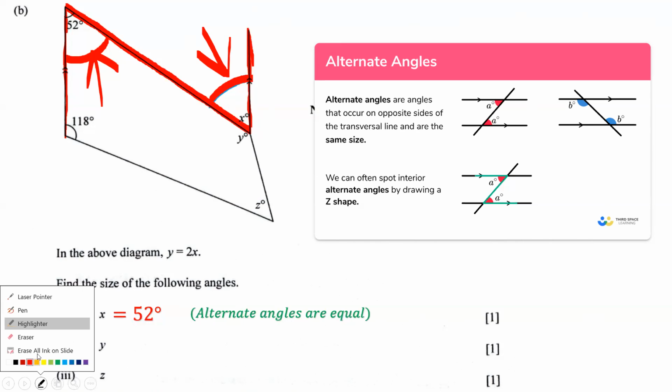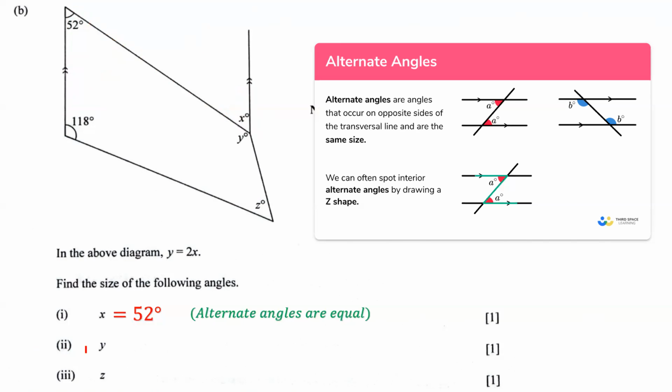So we want to figure out the size of Y. Well, they told us that Y is equal to 2x. The good part is that we already know what x is. X is 52. So if y is 2 times x, we just need to multiply x times 2. So 2 times 52 is definitely 104. That means y is equal to 104 degrees, because y is 2 times x. Now z. We know y is 104.